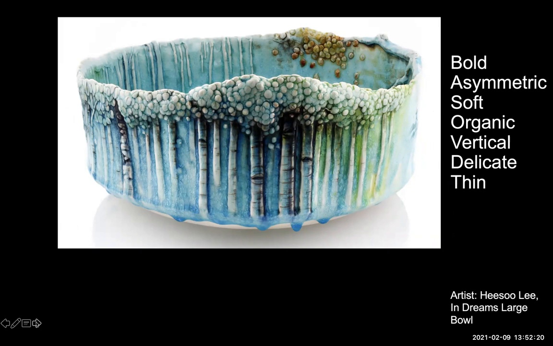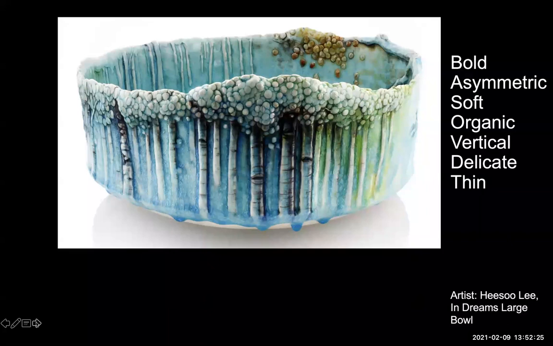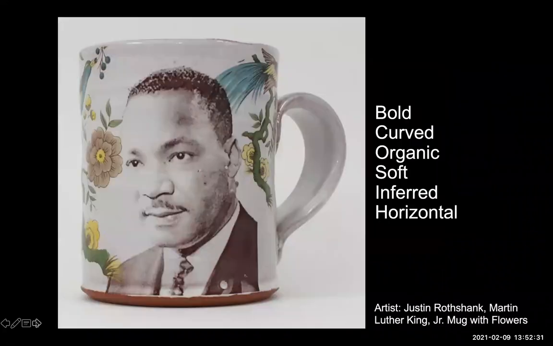The subject matter the lines represent are trees, which are inherently organic, but the lines themselves subtly undulate as trees would, making the line quality organic rather than rigid, for example. In this piece, the lines of the floral decoration are bold and curved in comparison to the softer image of Dr. Martin Luther King Jr.